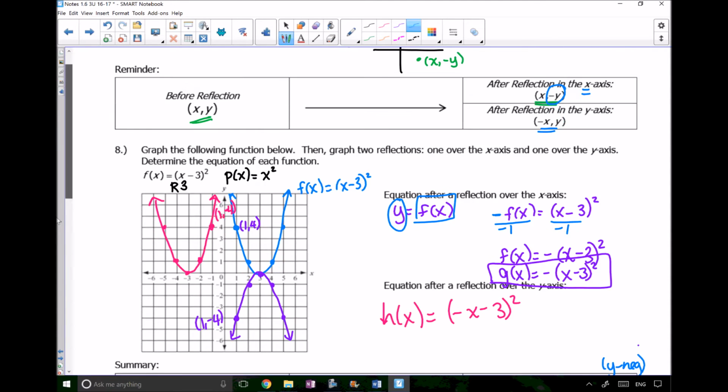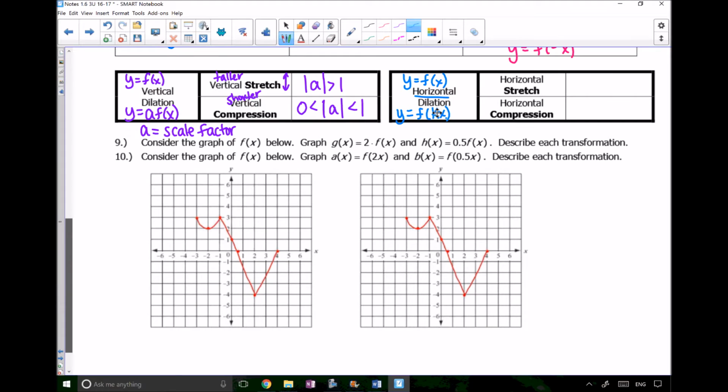Same thing we have to do for our dilations right here, except it's not about positives and negatives because now we're talking about multiplication. We need to do the reciprocal because that's the inverse of multiplication. So right here, 1 over k would equal our scale factor.